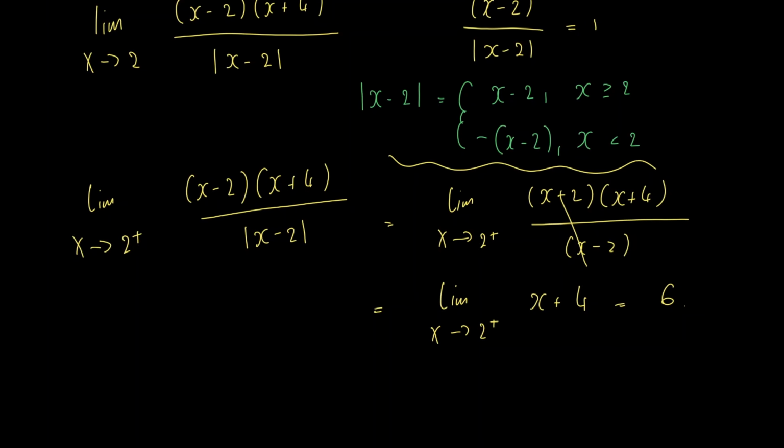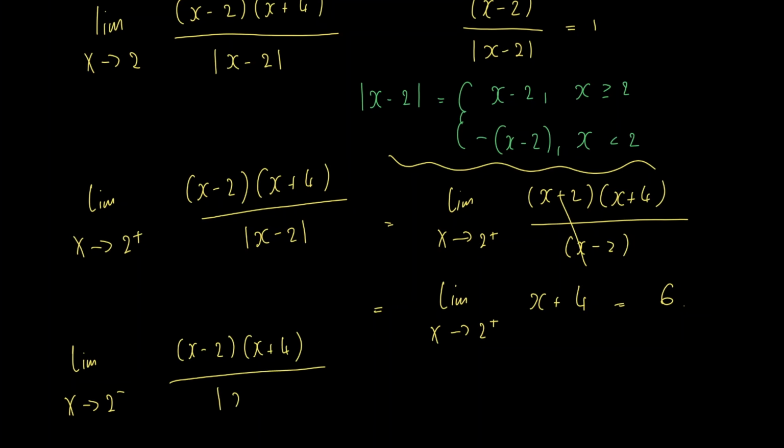Now let's look at what happens if we approach 2 from the left. We have the limit as x approaches 2 from the left of x minus 2 multiplied by x plus 4, divided by the absolute value of x minus 2. Again, looking at our definition, we see that for values of x less than 2, the absolute value of x minus 2 is equal to minus (x minus 2).